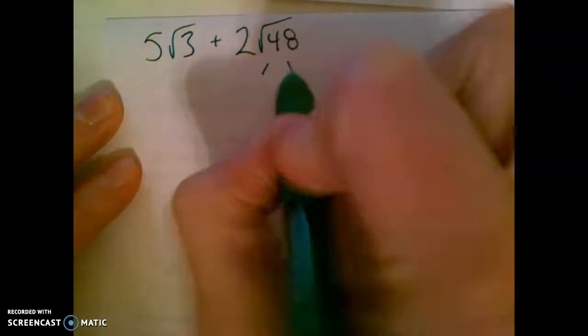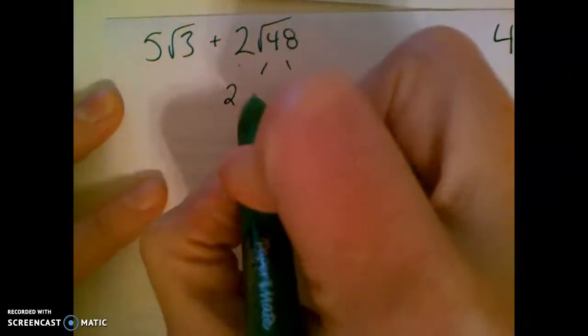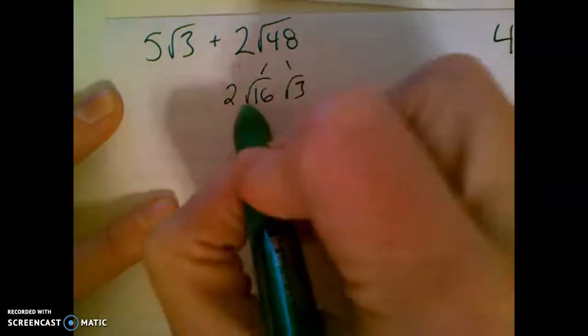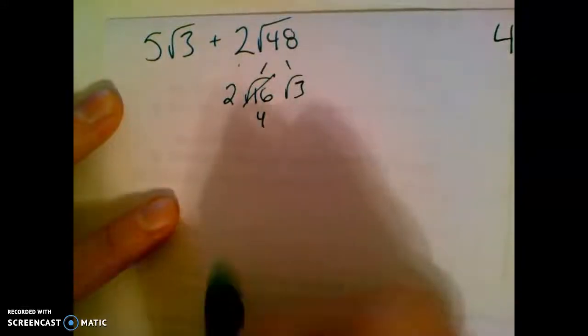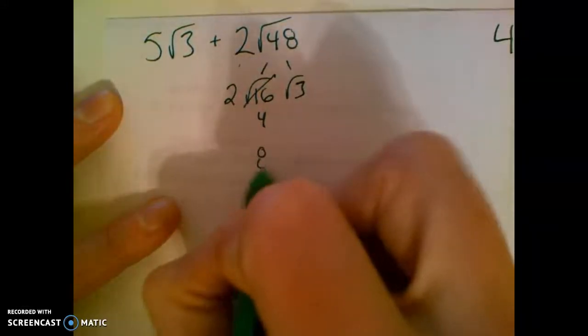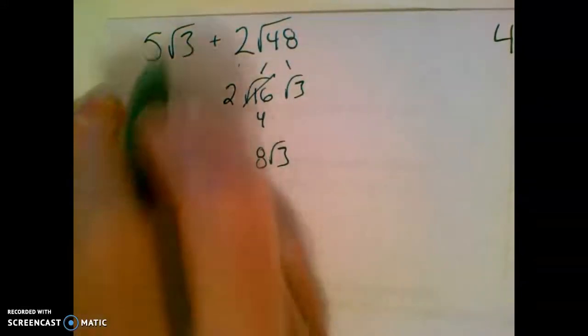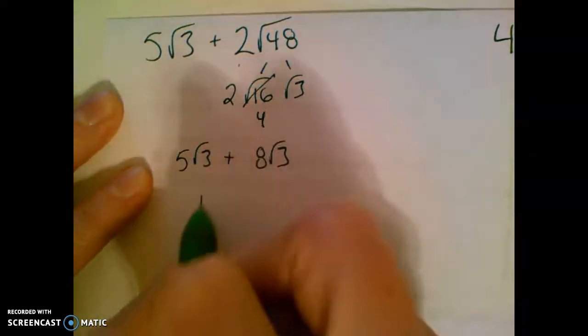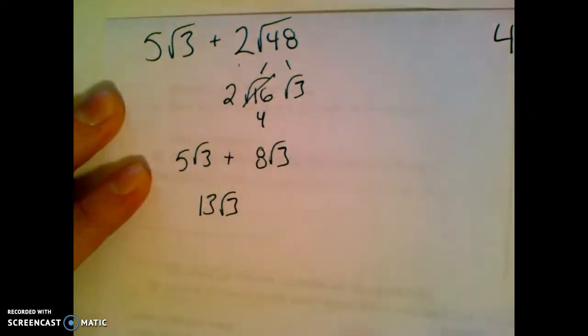So root 48 is, well, I'm going to bring that 2 down. Root 48 is root 16 times root 3. Root 16 is 4. 2 times 4 is 8. Root 3. Bring down this one. 5 root 3 plus 8 root 3 is 13 root 3.